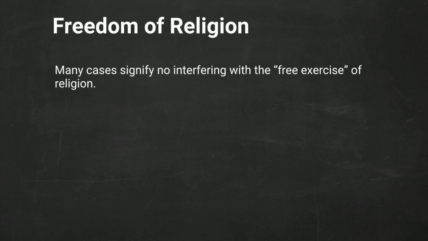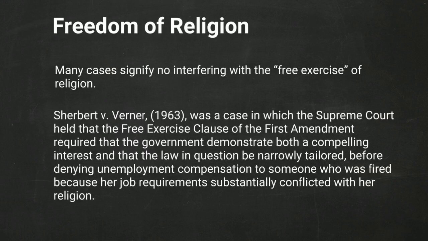Many cases signify no interfering with the free exercise of religion. Sherbert v. Verner, 1963, was a case in which the Supreme Court held that the Free Exercise Clause of the First Amendment required that the government demonstrate both a compelling interest and that the law in question be narrowly tailored before denying unemployment compensation to someone who was fired because her job requirements substantially conflicted with her religion.